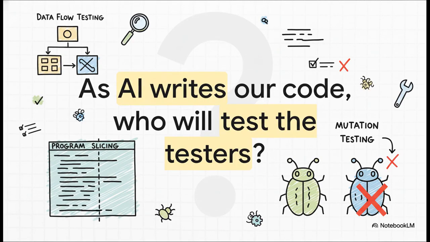And that brings me to one final thought to leave you with. We're heading towards a future where AI is going to write more and more of our code. So if an AI writes the code, and maybe another AI writes the tests for that code, who tests the testers? Or what tests the testers? Suddenly, techniques like mutation testing, which are designed to check the quality of our checks, they're not just going to be helpful, they're going to be absolutely essential.